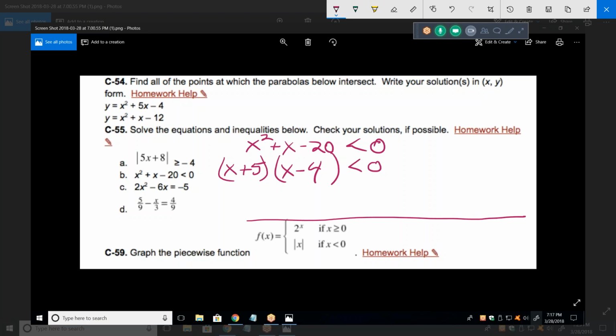First step is to figure out critical points. Critical points are whatever makes that 0 or that 0. So what are my two critical points?